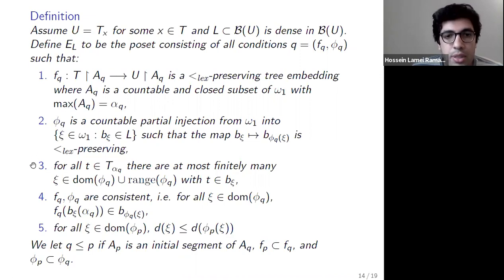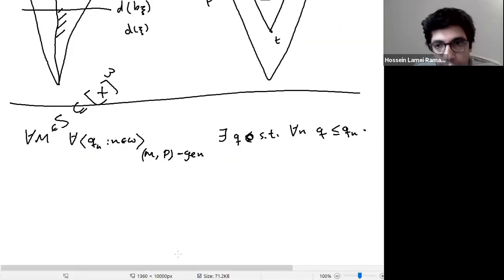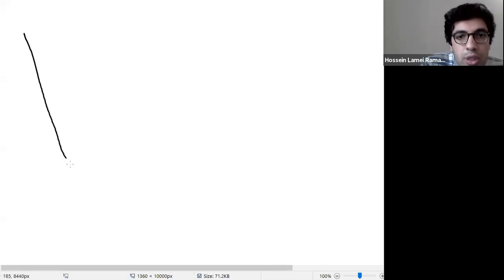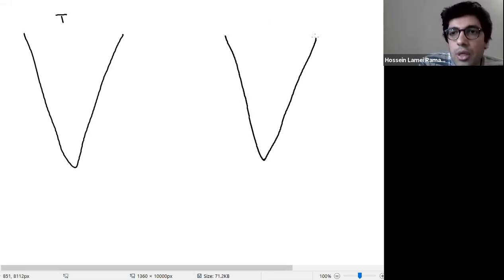The very important condition 3 here is that, for all t, it's better to talk in terms of pictures. So we have this tree T. And we have a subtree of T, which is, because we're dealing with somewhere dense subsets of B(T), when you take the downward closure of those, when you look at the union of those branches, that's going to be a downward closed subtree of T. So this is a subtree of T.